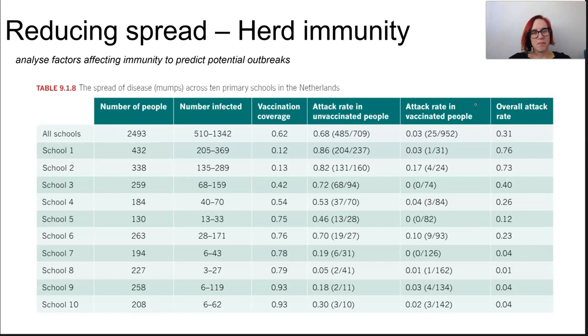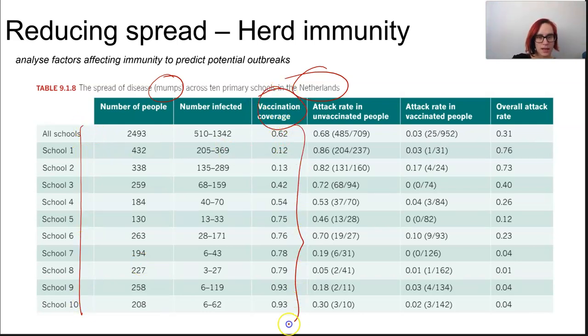Okay, if we look at mumps, this is an example of mumps in the Netherlands. And the R0, say in this case for mumps, is 4 to 7. So that's quite high. And the vaccination coverage was 75 to 86%. So if we look down here at vaccination coverage at 10 different schools, we can see, if I said 75 to 86%, if we stop about here and we look then at the cases, overall attack rate is really high versus really, really low when that vaccination coverage is really high.